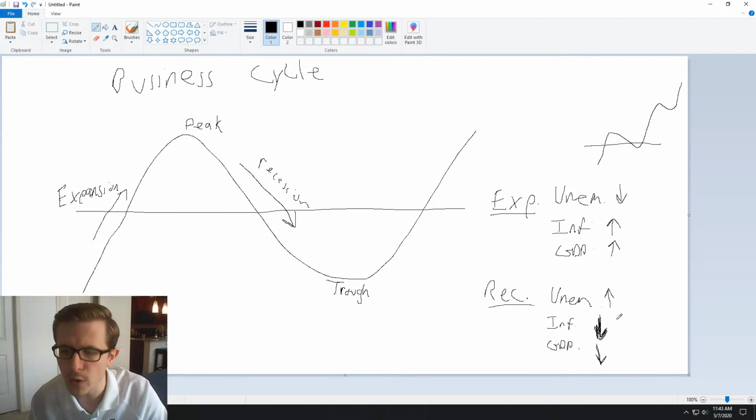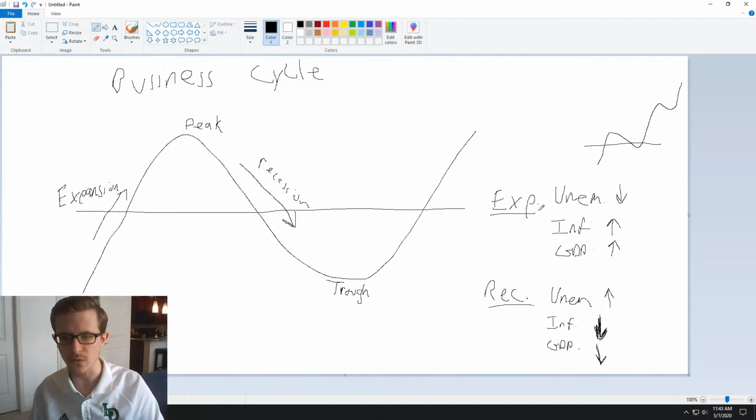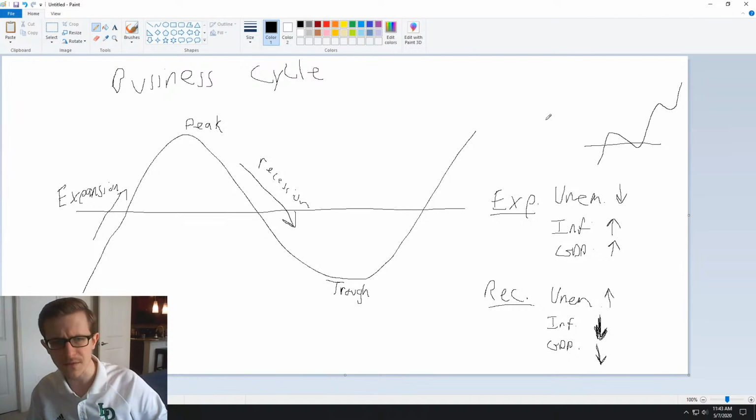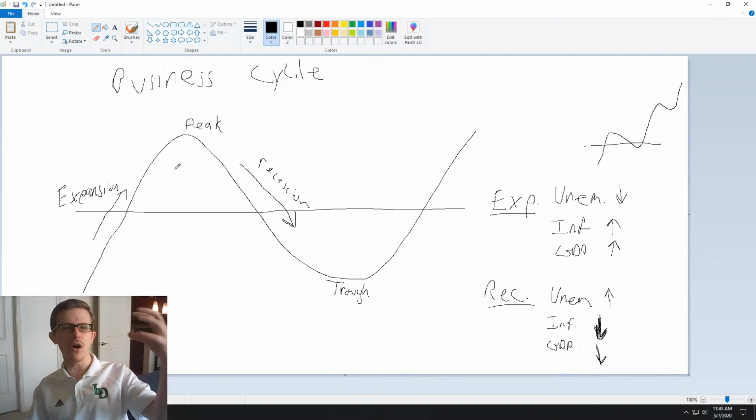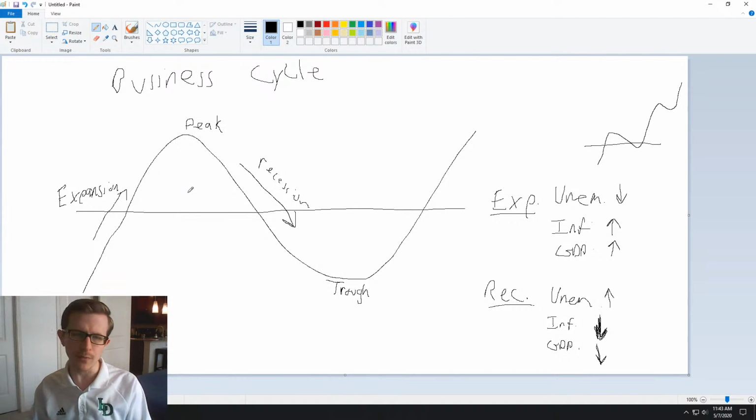You have less people working, meaning your economy is not operating as efficiently, people aren't buying as much, so people don't have as much incentive to make as much, and so on and so forth. So that'll be the big stuff to know with the business cycle here. And all of this is super, super important, of course, for understanding the aggregate model, which we're now going to start looking at.